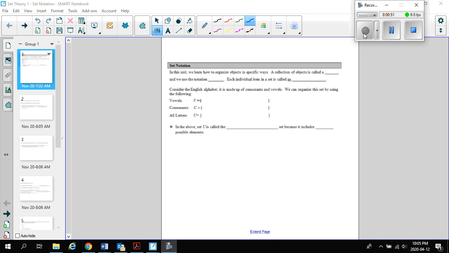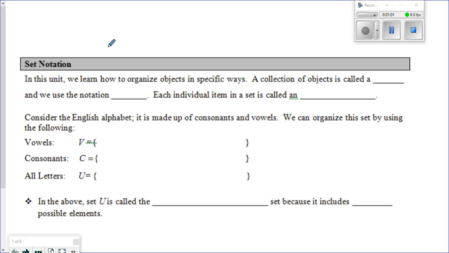So, set notation. You have the timeline for how we're going to operate this unit. So let's get started with the first lesson, set notation. It says, in this unit, we will learn how to organize objects in specific ways.